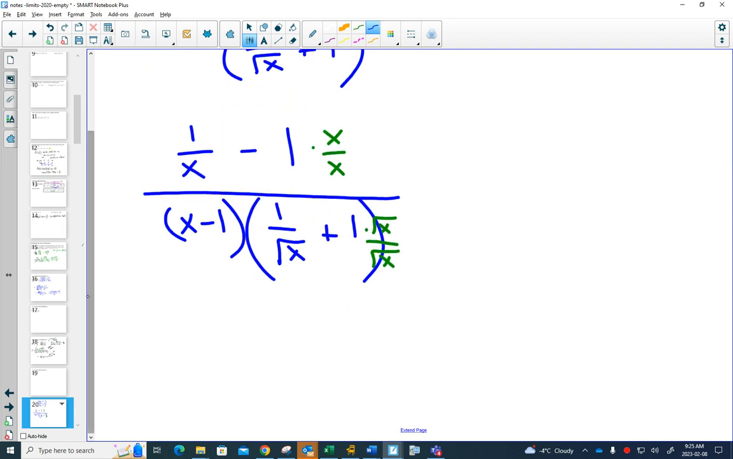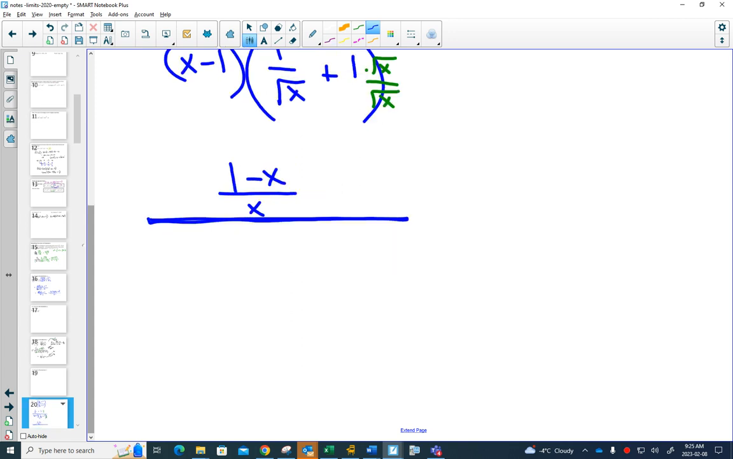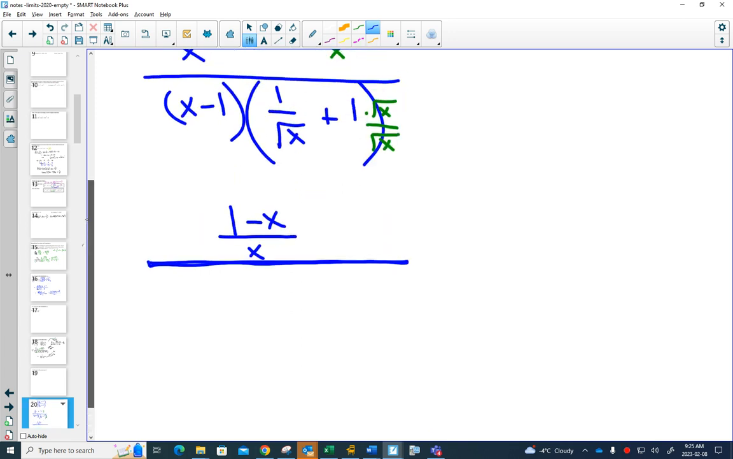On the top, I would get 1 minus x all over x. I like to use a big, long line. Sometimes I even make it thicker for my main division lines. On the bottom, can you see that if you got a common denominator here, you would get a root x?